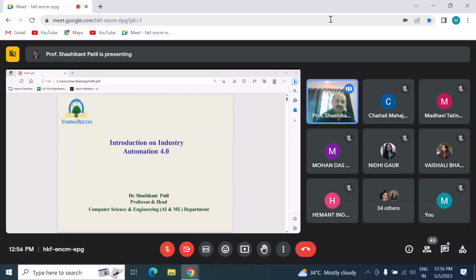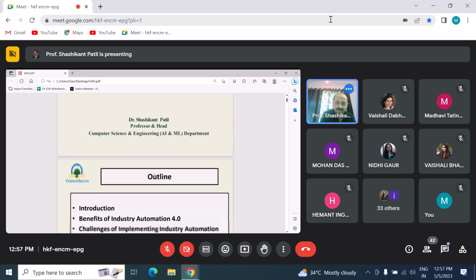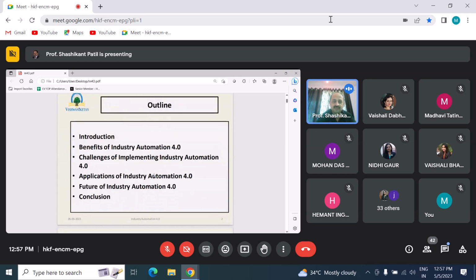So today's talk will be on introduction to Industry Automation 4.0. The outline of this talk will be like this. First of all, we'll go through the introduction, followed by the benefits of Industry Automation 4.0 and what the industrial revolutions have been so far, as well as the different challenges and issues, and how to address those issues while implementing and deploying Industry Automation 4.0 in industry, the corporate sector, and day-to-day life.